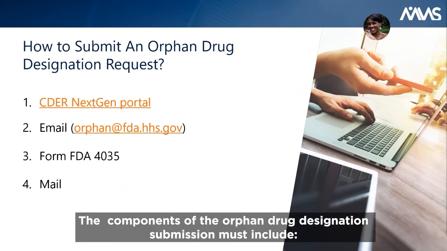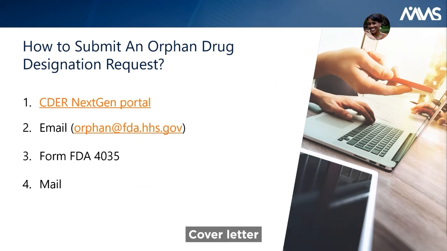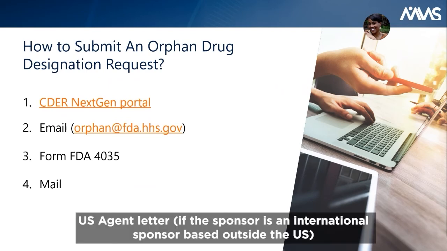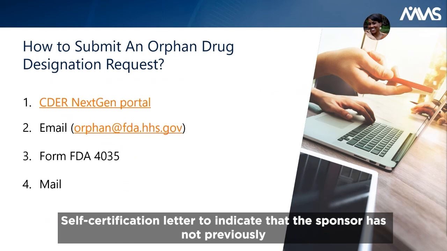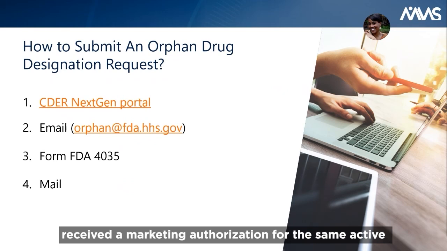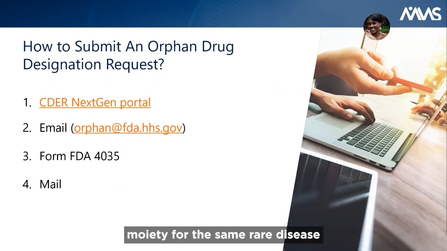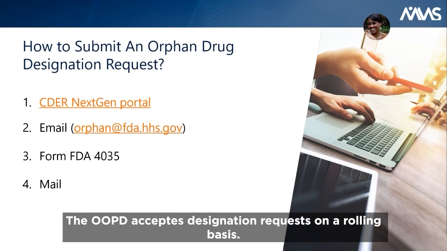The components of the orphan drug designation submission must include the following: cover letter, US agent letter, if the sponsor is an international sponsor that is based outside the United States, self-certification letter to indicate that the sponsor has not previously received a marketing authorization for the same active moiety for the same rare disease, the orphan drug application itself, and all cited references. The OOPD accepts designation requests on a rolling basis.